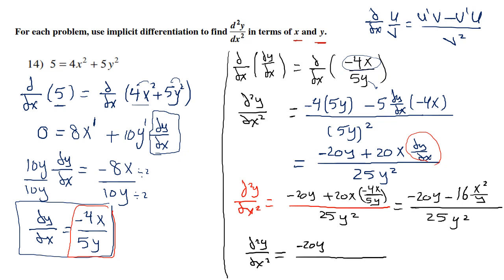So negative 20y squared, when I multiply each term by y, I am going to remove this y in the denominator. Minus 16x squared divided by 25y to the power of 3.